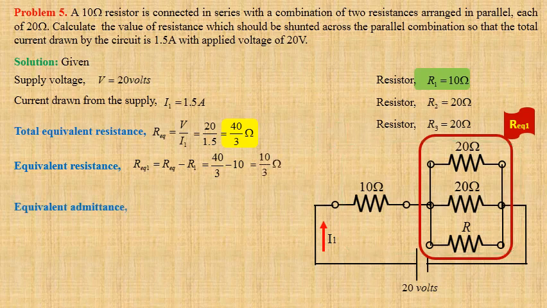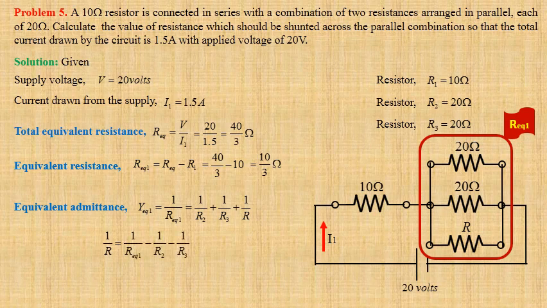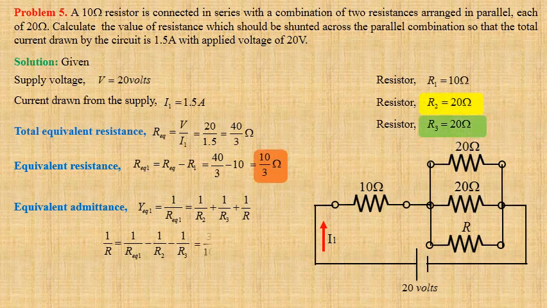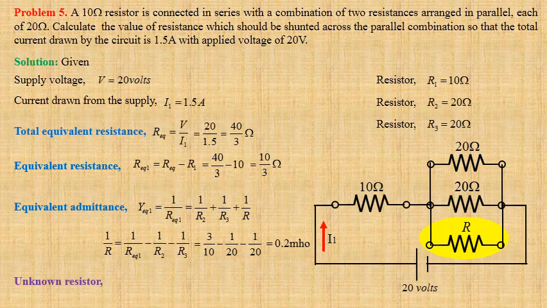Equivalent admittance YEQ1 equals 1 upon REQ1, that is equal to 1 upon R2 plus 1 upon R3 plus 1 upon R. Therefore, 1 upon R equals 1 upon REQ1 minus 1 upon R2 minus 1 upon R3. Using values we get 3 upon 10 minus 1 upon 20 minus 1 upon 20. That gives us 0.2 mho. Therefore, unknown resistor R equals 5 ohm.